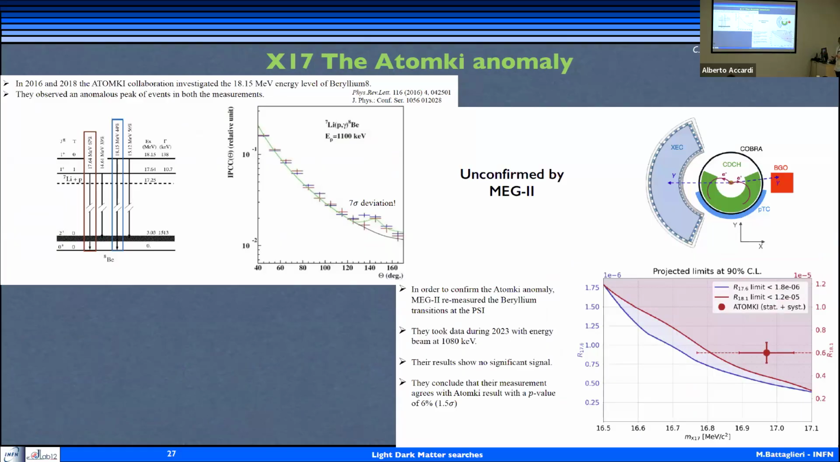MEG had the MEG2 arrangement. They changed a little bit of the setup. They shot their proton beam on a lithium target and measured the e+ e-, and they didn't find anything. They didn't find any excess, and actually they exclude. This was the equivalent of the mass of the Atomki measurement compared to the region that they exclude. And you see that in principle, they excluded the region where Atomki measures something. So this motivated a lot of effort.